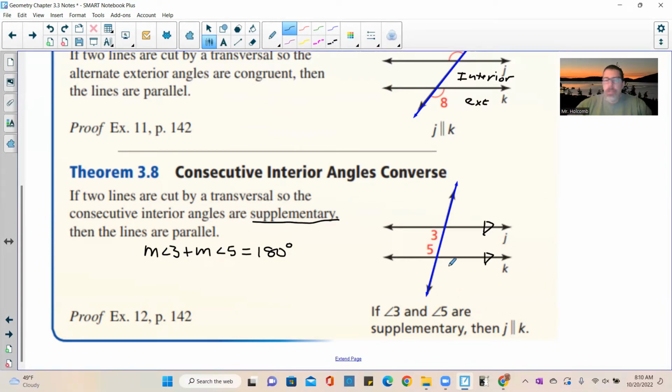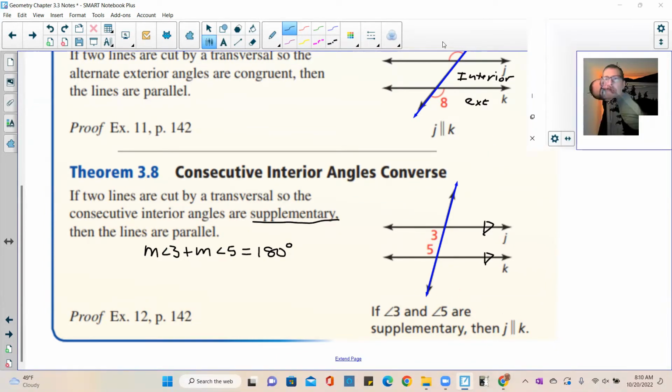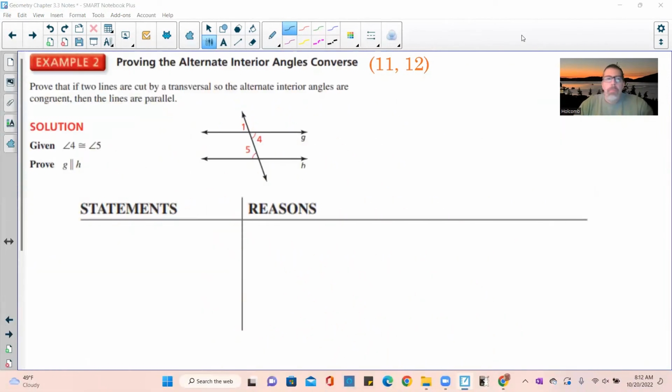Alrighty, so there are 3 theorems. Let's move on. Okay, example 2. Proving. Oh, yes, my favorite proofs. Yes, the alternate interior angles converse. Okay, I'm just kidding. I don't mind proofs, but I know many students struggle with them. But I'm going to do it anyway. It's an example in the book. I want to explain it.